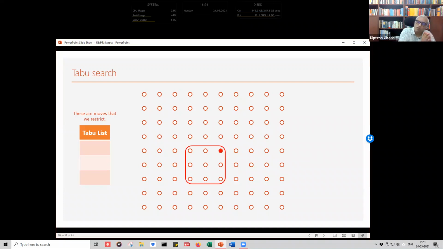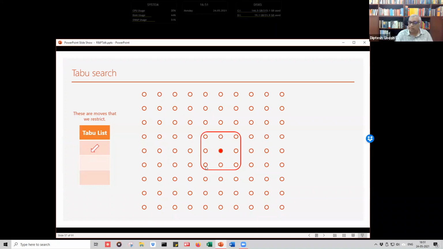How do I move? I move by going diagonally up. So therefore, what do I stop? I stop returning to the original solution. So I say that this move of going diagonally down is restricted. It's taboo. So now, marking that as taboo, I have moved to this solution.